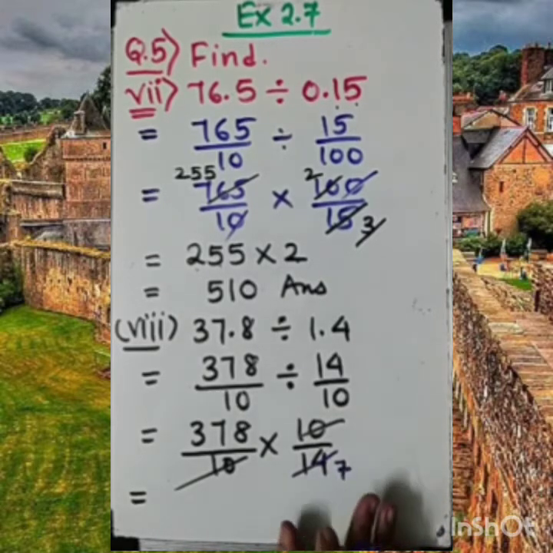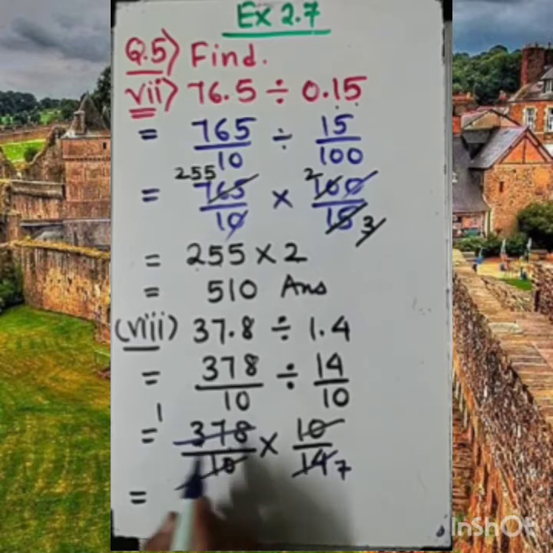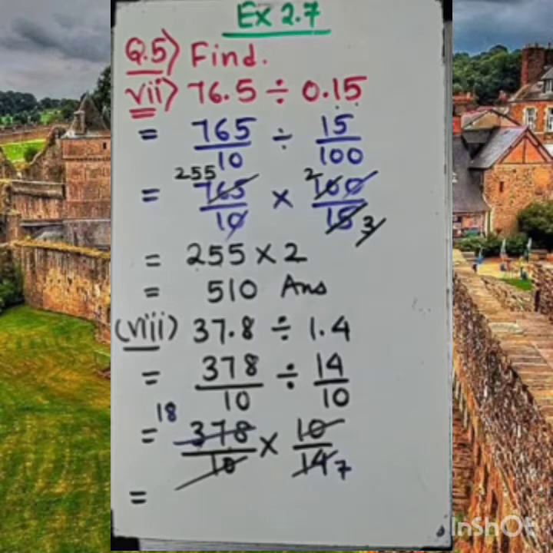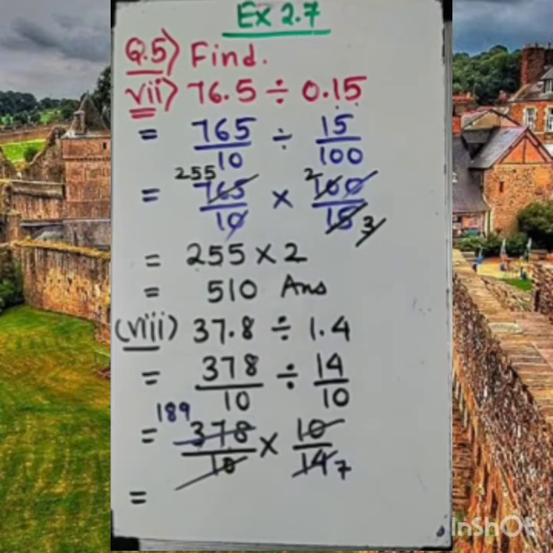Let the 7 be as it is. Let's try to divide with 2 first. 2 ones are 2, 17. We know 2 ones are 2, 17. 2 eights are 16, again 1, 18. 2 nines are 18. Got it?